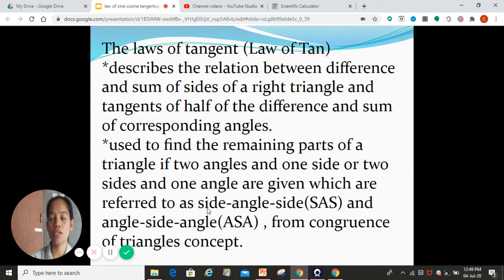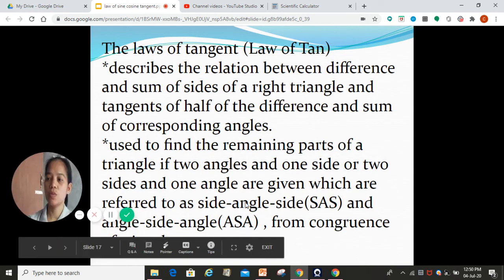Let's say you're given side A and side B. The difference of those sides would be A minus B, and the sum of sides A and B would be A plus B. That also goes with the difference and sum of the corresponding angles. Let's say side A's corresponding angle is A and side B's is B, so the difference would be A minus B and the sum would be A plus B.